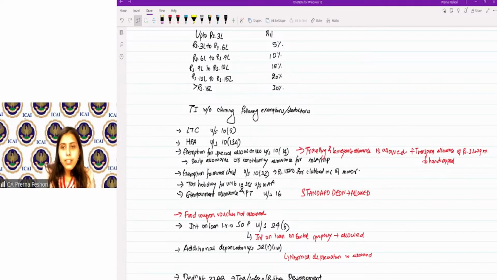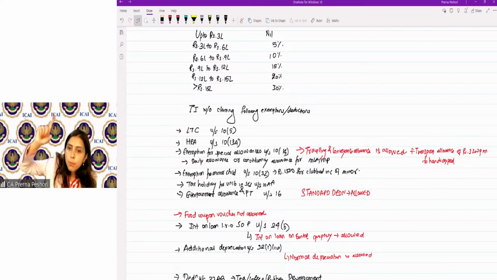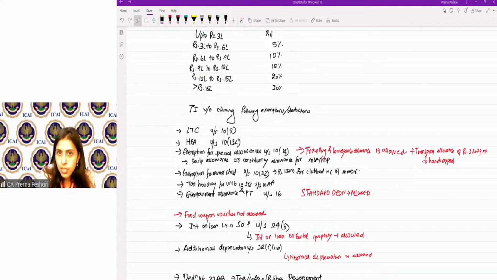Now, if he goes under 115 BAC, if he doesn't opt out, the unabsorbed depreciation of the earlier year, which is there, would not be available for set off against the current year income. And what will happen is, you will have to also increase the WDV of the block during the particular year. Are you getting this point? So what did I say?